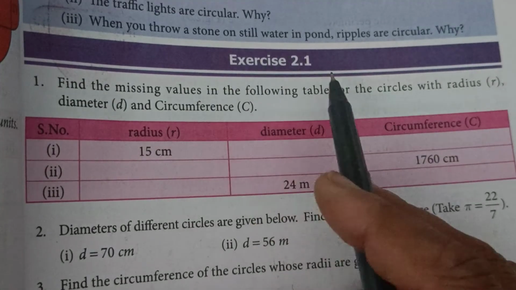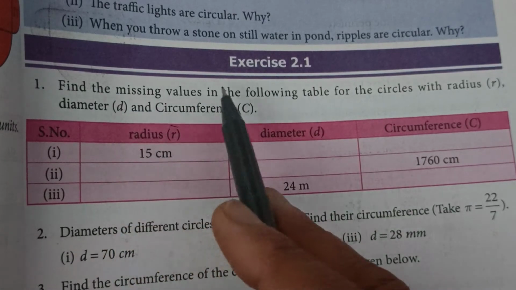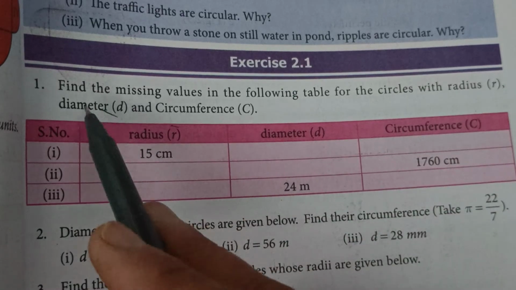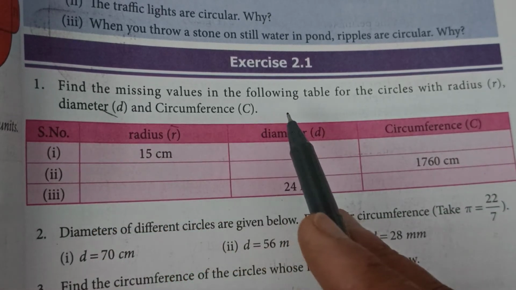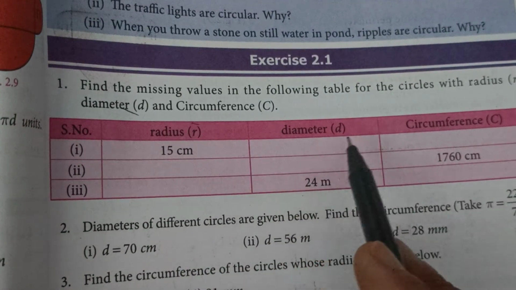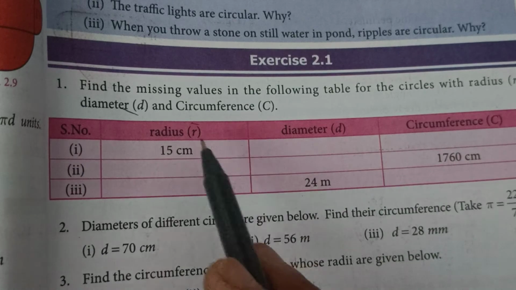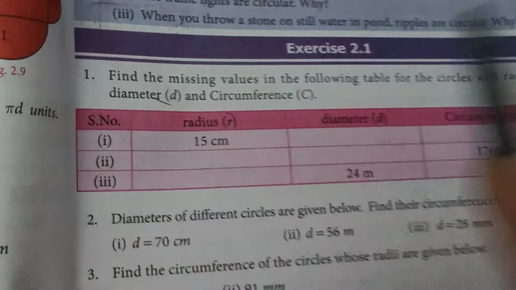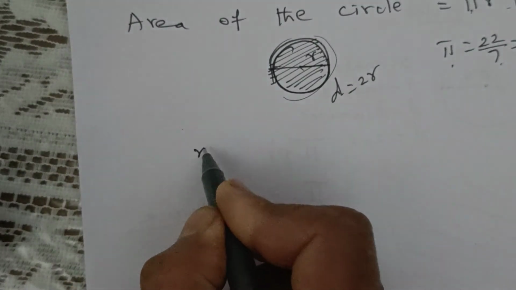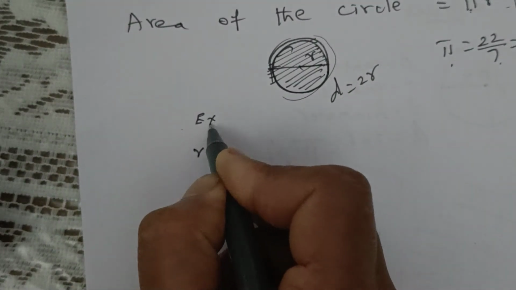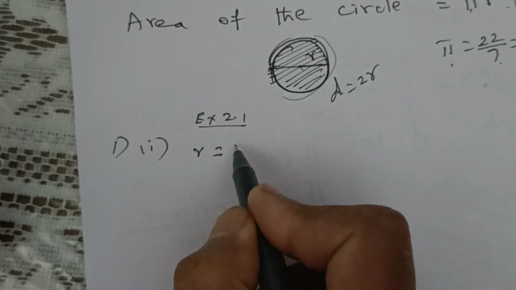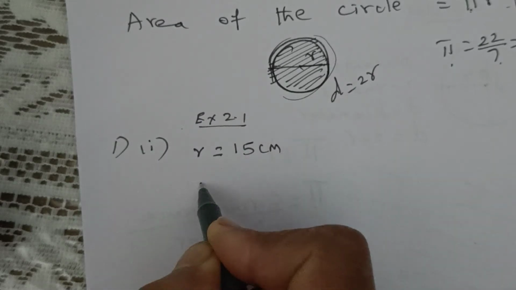So see exercise 2.1. What is it? Find the missing values in the following table for the circles with radius r. See, radius is r, diameter d and circumference c. Look at the first question. Radius is 15 centimeter. We have to find the diameter and we have to find the circumference. So let us take the sum. Radius is equal to 15 centimeter. This is exercise 2.1, question number 1 in the table, the first one. Radius is 15 centimeter and we want to find the diameter.